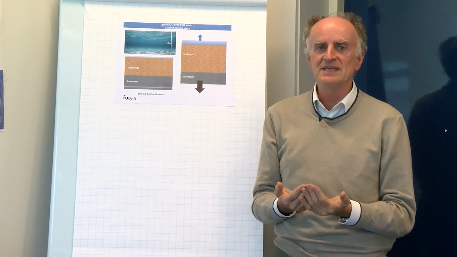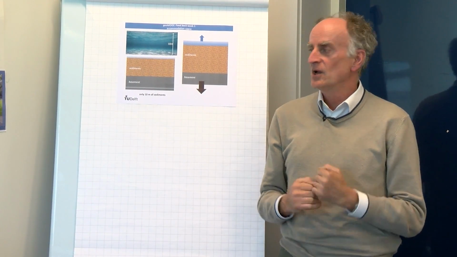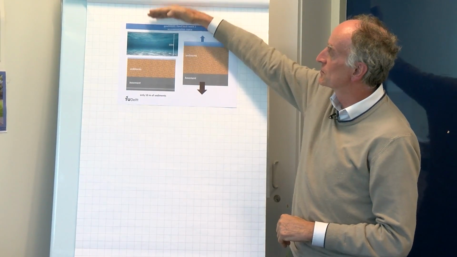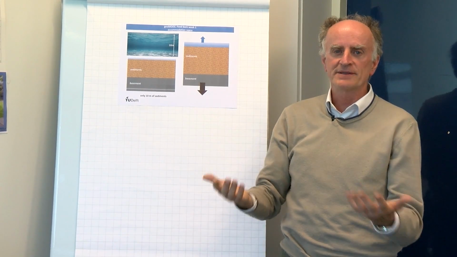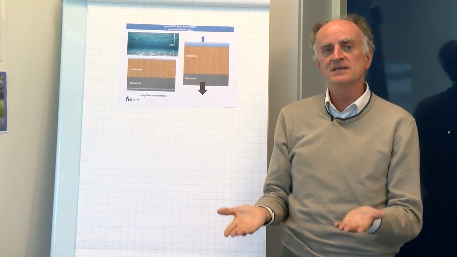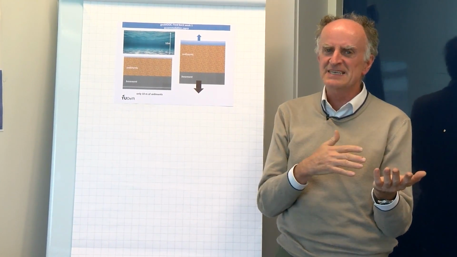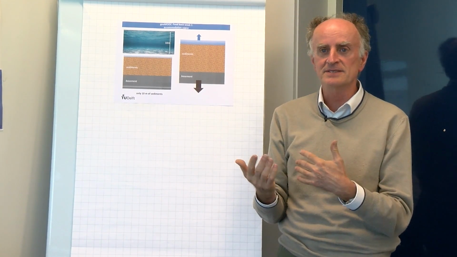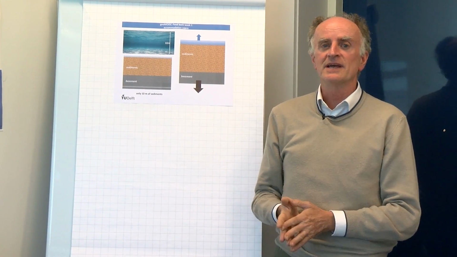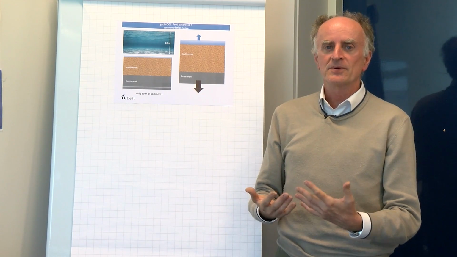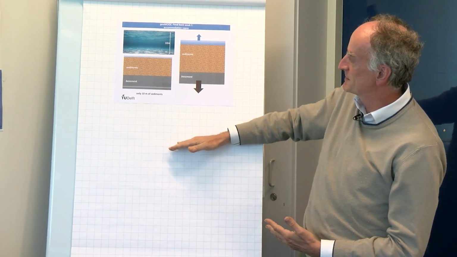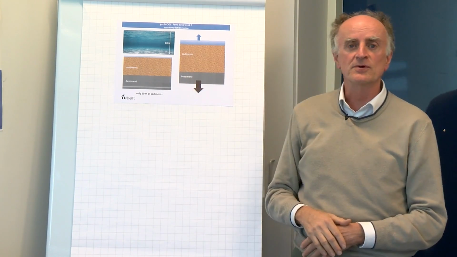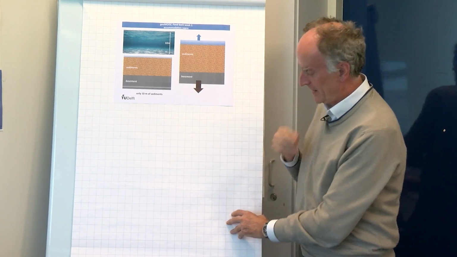Now, how do we increase accommodation space? One way to do it is to increase sea level. This is what happens when the ice caps melt. This is what's happening now, and the sea level rises. But this is a maximum of 100, 200, 300 meters, and therefore it does not really help us. The big important way to increase accommodation space is to let the basement subside and create more and more accommodation space.